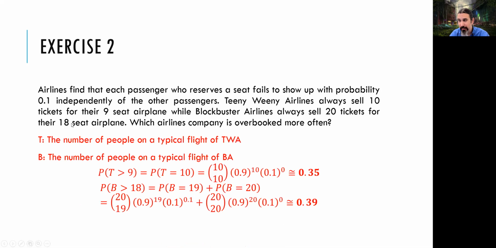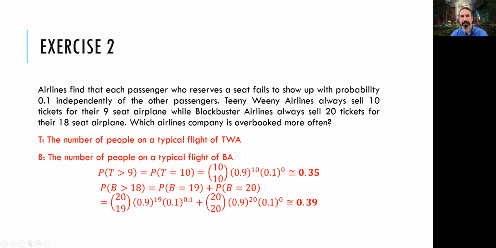Okay. The second one is 18 seats, 18 places to sit, and 20 passengers. Now, we will be overbooked if all 20 of them come, or if 19 of them come. So both cases should be calculated and then summed together. For 19 people, this is the formula. As you can see, 20 choose 19, 0.9 to the power of 19 and 0.1 to the power of 0. This is going to be 1, not 0. Again, I have a mistake here. 0.1 to the power of 1. If all of them come, it's 20 choose 20, 0.9 to the power of 20, and 0.1 to the power of 0, which is 0.39.